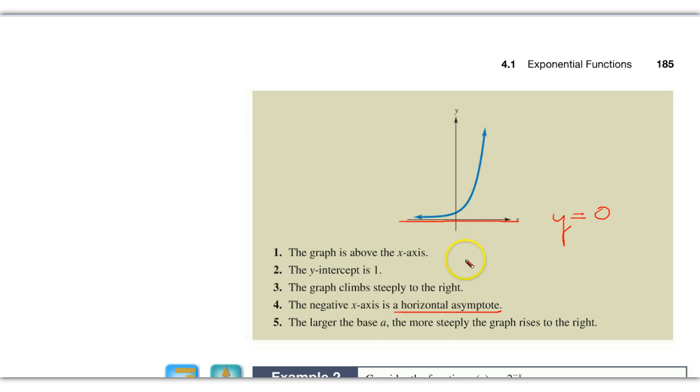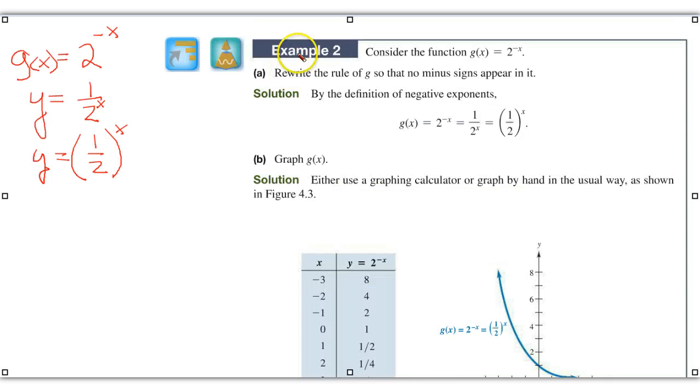Now, the larger the base, if it were 2 to the x, 3 to the x, it gets more steep. That is, it gets closer to the y-axis. And if it's a fraction less than 2, it gets a little spread out this way. Now, we haven't gotten fractions less than 1 yet. That's coming up. As we see in example 2, consider this function.